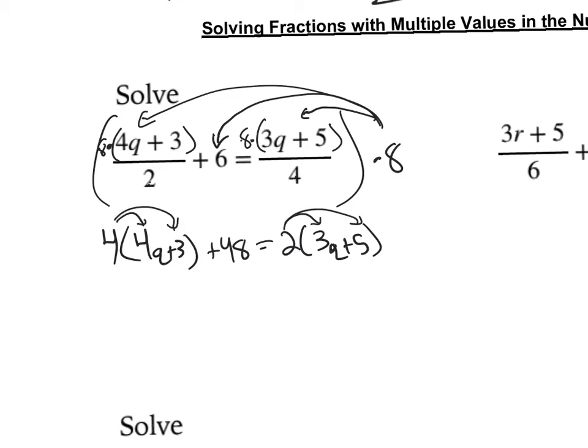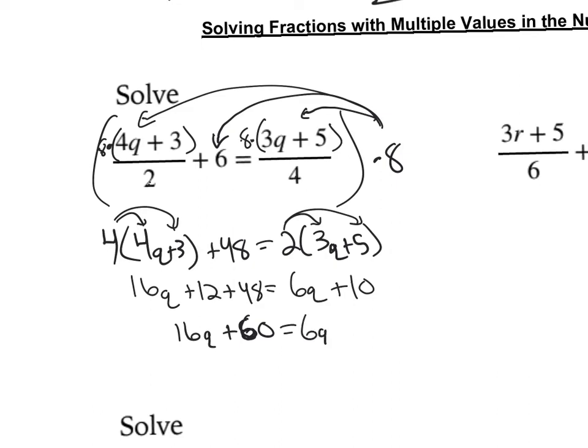So when I do that, 4 times 4q is 16q. 4 times 3 is 12. Plus 48 is equal to 2 times 3 is 6q. 2 times 5 is 10. Now we just need to combine some like terms. So we have 16q plus 60 is equal to 6q plus 10.